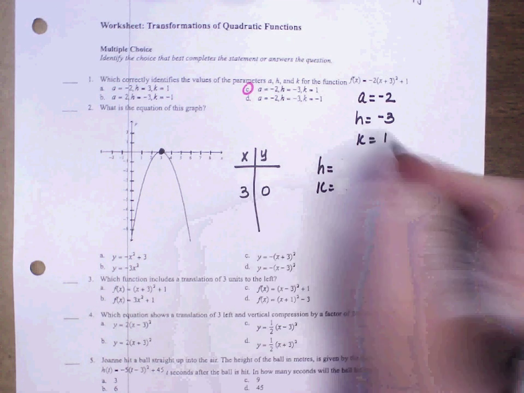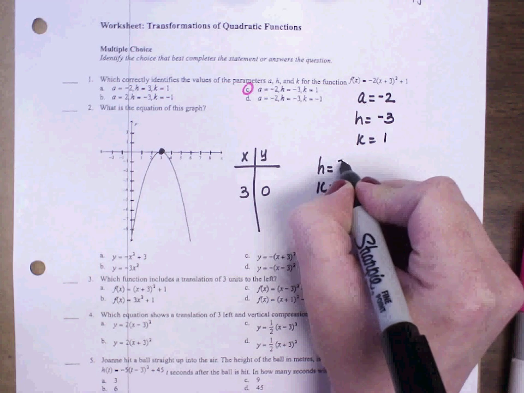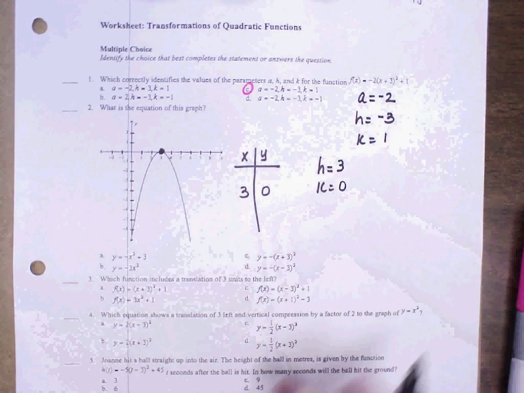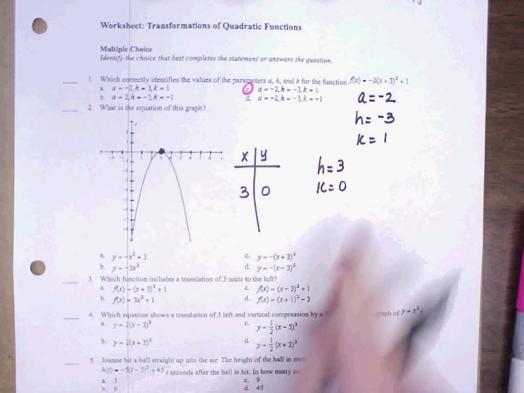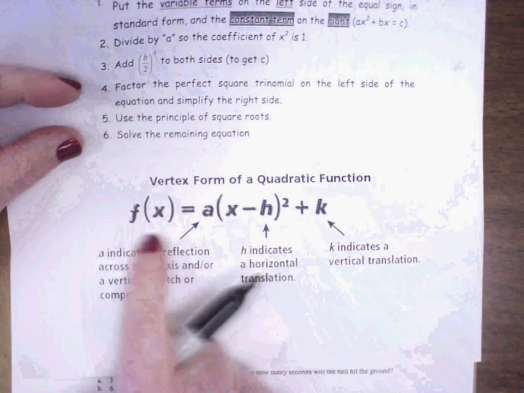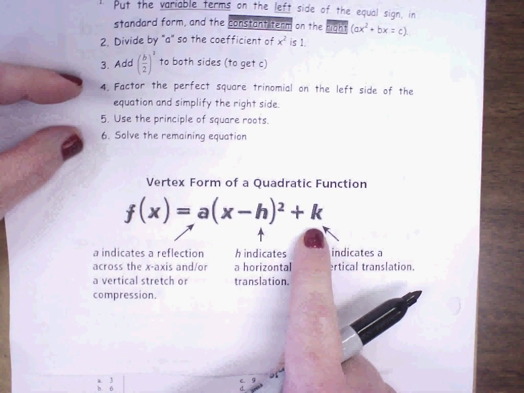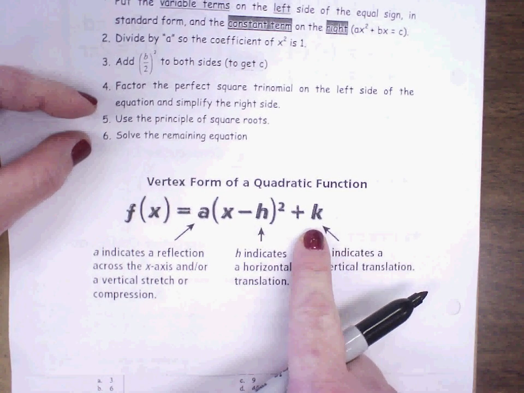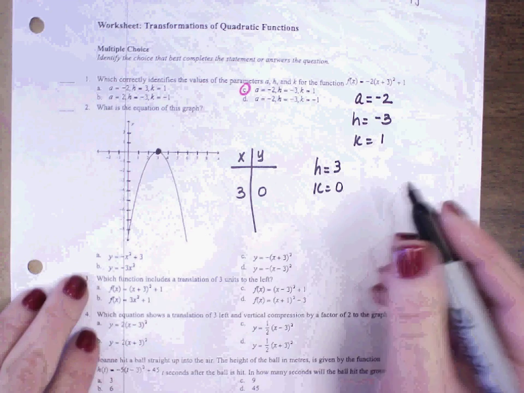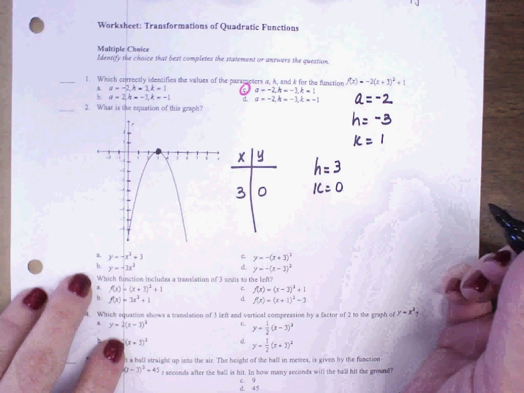All right. So 3 and 0, which means h is 3 and k is 0. So I'm not going to have anything added to it, right? According to this, that's plus 0, so I should not have anything added to it. So I can eliminate which one? A and?